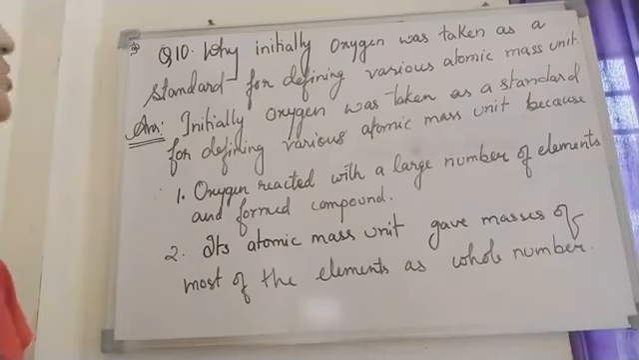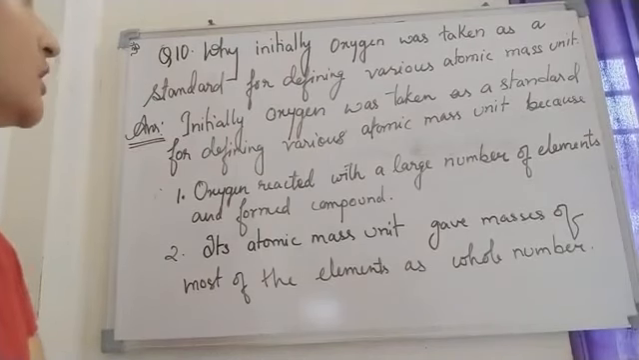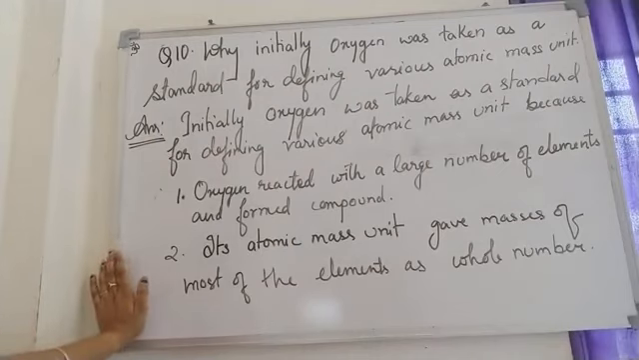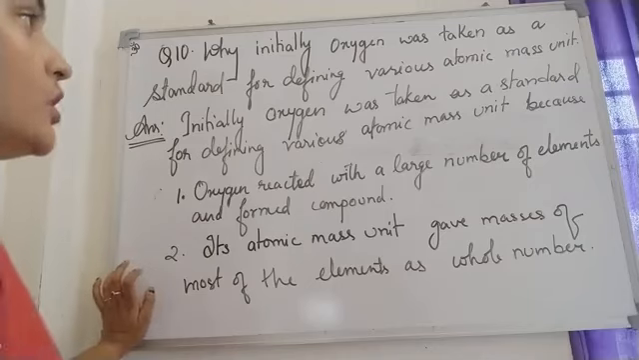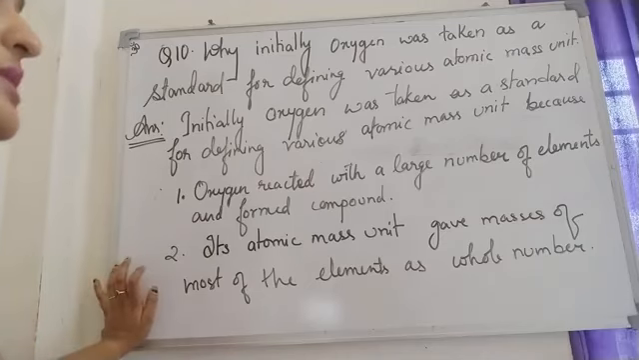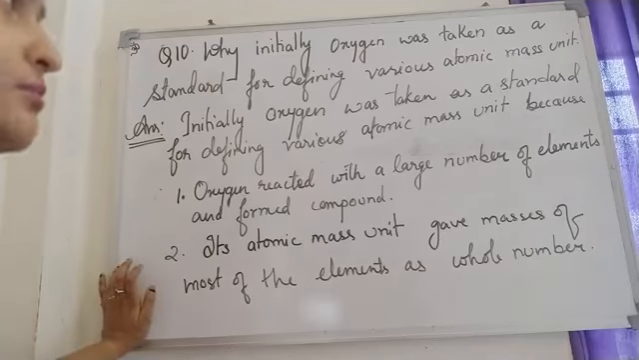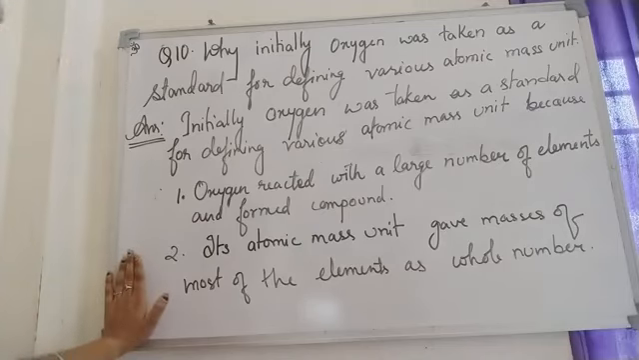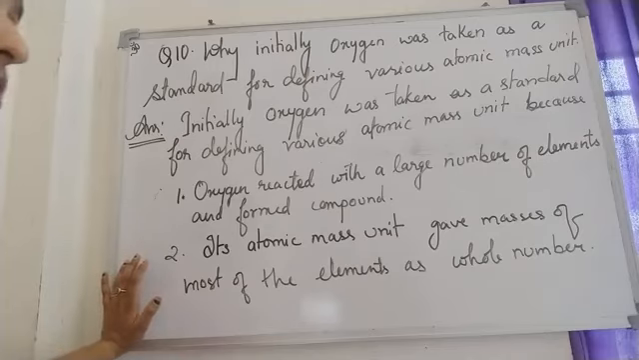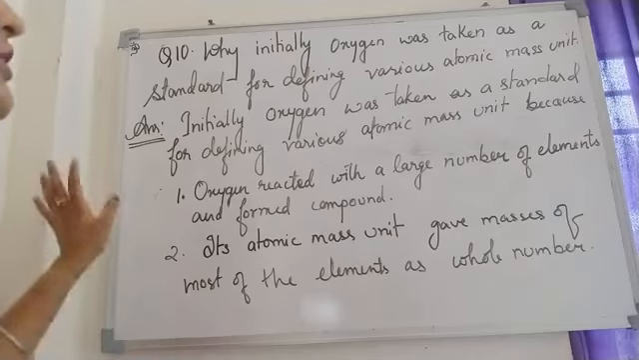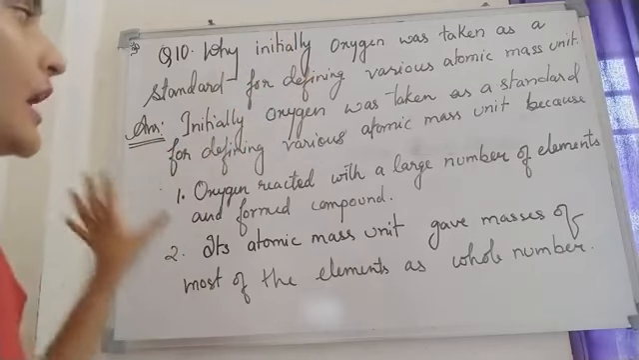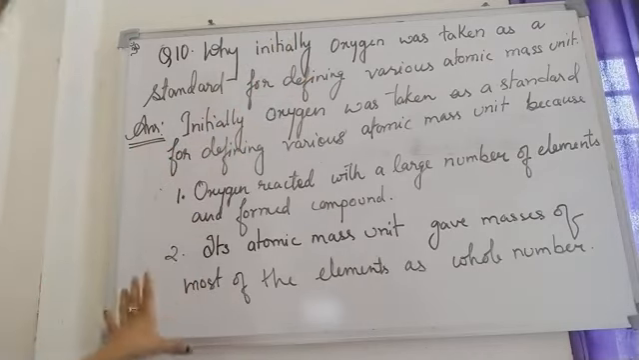So now students, there is question number 10. Question number 10 is asking why initially oxygen was taken as a standard for defining the atomic mass unit. If you remember the definition of atomic mass unit, it was defined by taking the standard of carbon, yes, carbon 12. But initially when they were developing this atomic mass unit, they referred to take oxygen. And the reasons why they wanted to take this are given below.